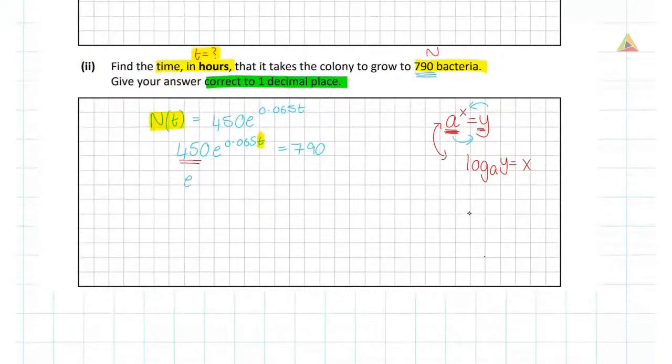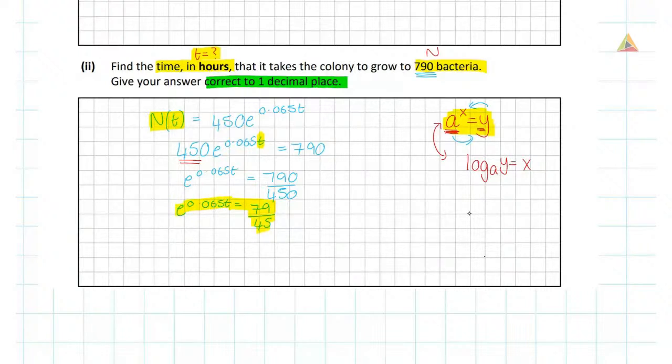And that will give me e to the power of 0.065 t on the left equals 790 divided by 450. When you divide 790 by 450, you'll get 79 over 45, and I've just left it in fraction form. So now we're back to a question very, very similar to this one. We have a number to a power equals another number on the right hand side.